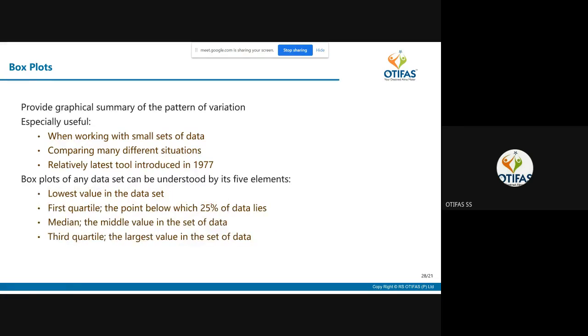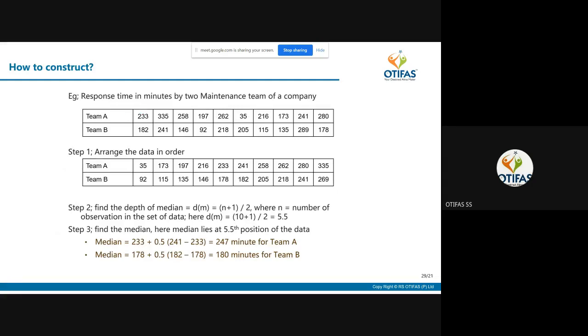Okay, so for example, there are two teams. Here is the response time in minutes of two maintenance teams of the company. This is team A, and this is team B. Now, if you see this, all of a sudden you won't get any information. As I said, the best way of describing your data is to put it in ascending order. When you arrange the data in ascending order, all of a sudden you get two or three pieces of information at a time. Team A has 35 minutes as their lowest and 335 as their highest. Team B has 92 as the lowest, and team B has 269 as the highest.